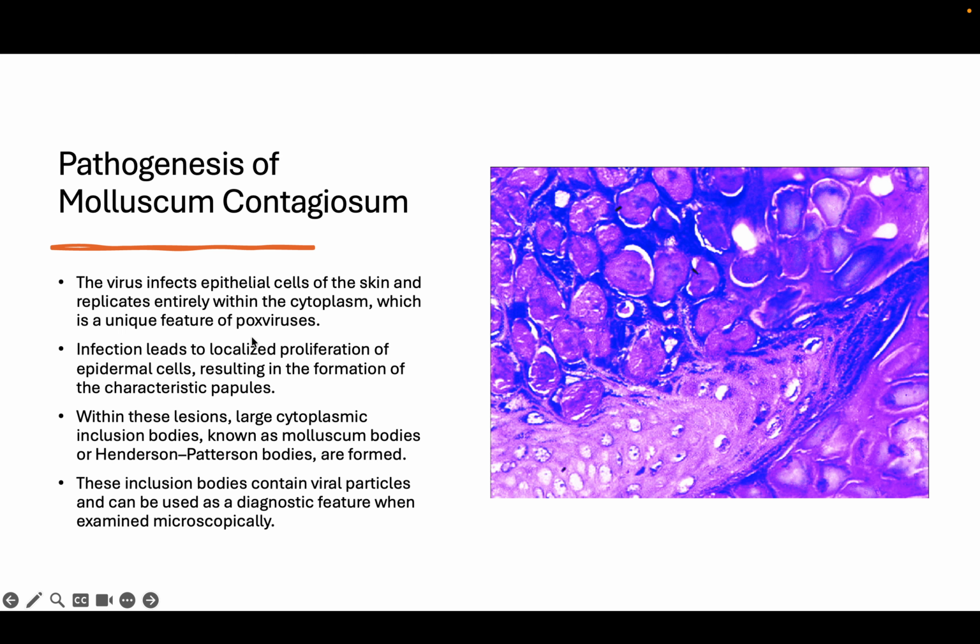In the pathogenesis of molluscum, you get a lot of inclusion bodies. You can remove a bit of these papules and look at the cells. If you see Henderson-Patterson bodies, these large inclusion bodies inside a cell, you can already say that this is Molluscum contagiosum. These bodies are very characteristic of Molluscum contagiosum.